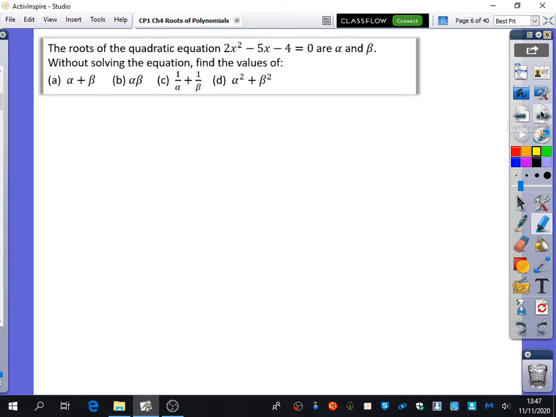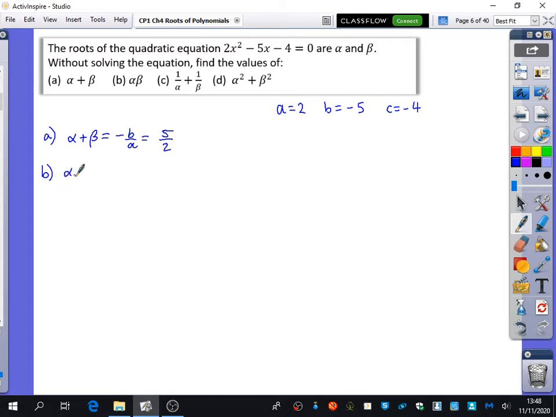Okay, so we're going to do a different one this time. The roots of the quadratic equation 2x squared minus 5x minus 4 equals 0 are alpha and beta. Without solving the equation, find the value of alpha plus beta, alpha beta, and then a couple of other things that we've got there as well. So very clearly, I would like to identify that a is 2, b is minus 5, and c is minus 4. So for part A of the question, alpha plus beta is minus b over a, which is just going to be 5 over 2.